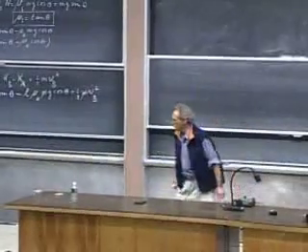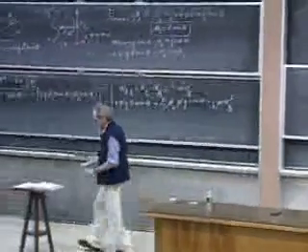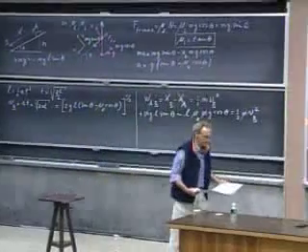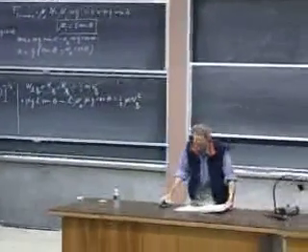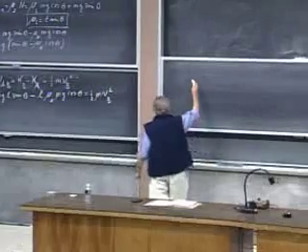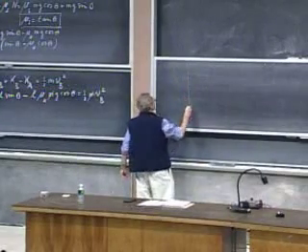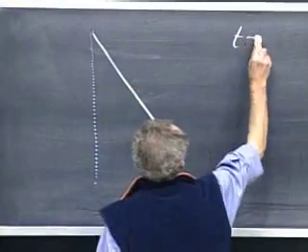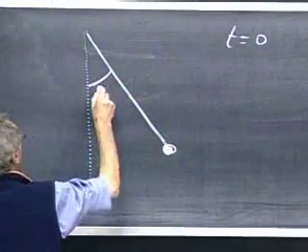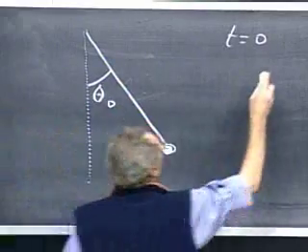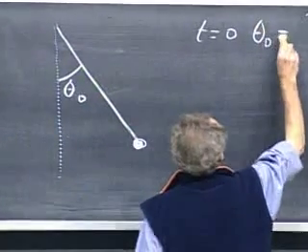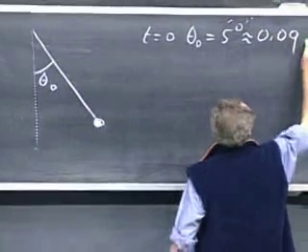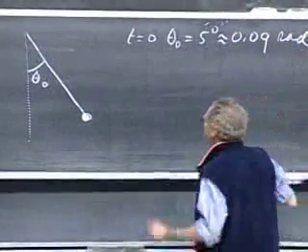All right, so let's continue now on another subject, and the one that I want to talk to you about now is pendulum. I have a pendulum, and the pendulum at time t equals 0, this angle is theta 0, and I know what that angle is. It's 5 degrees, which is approximately 0.09 radians.